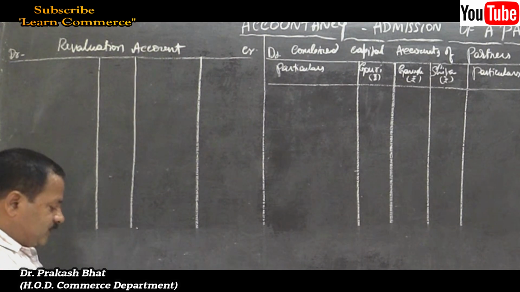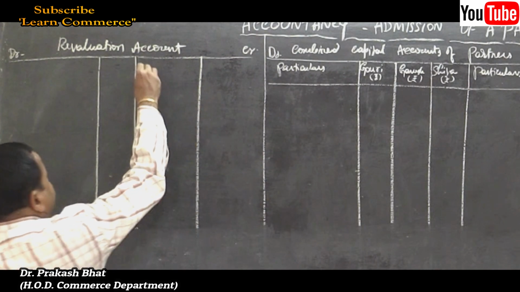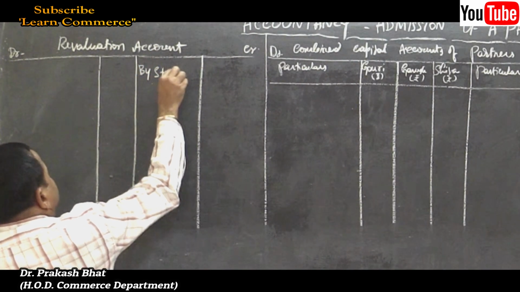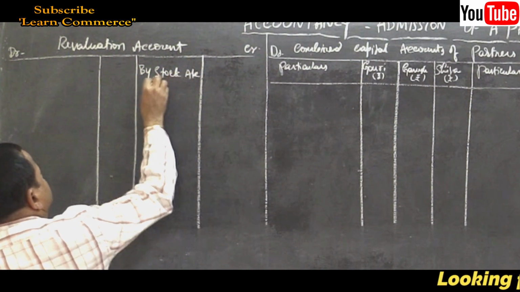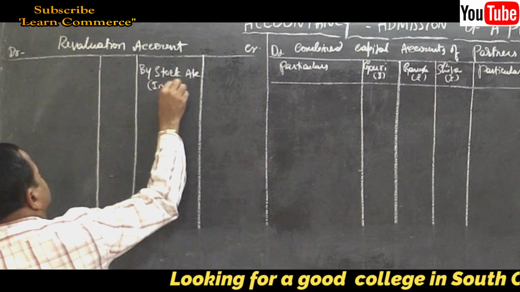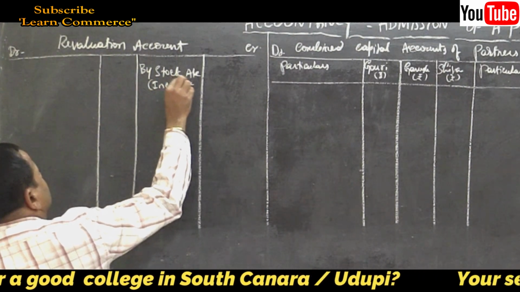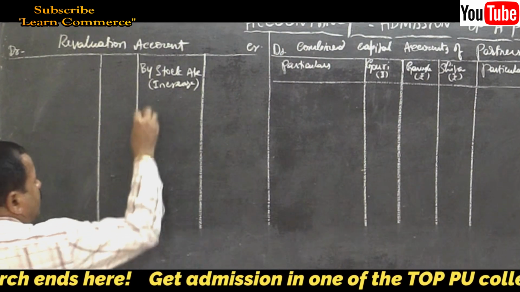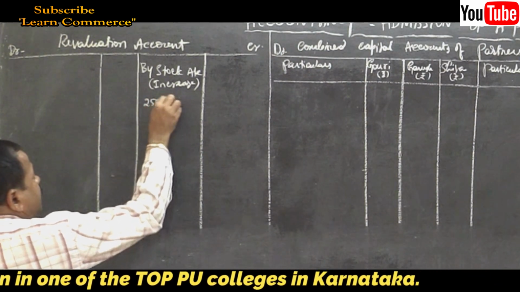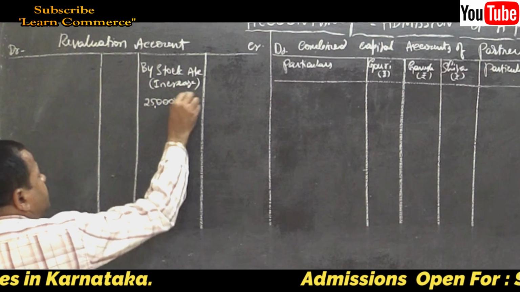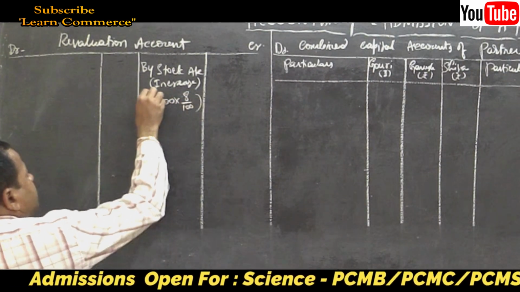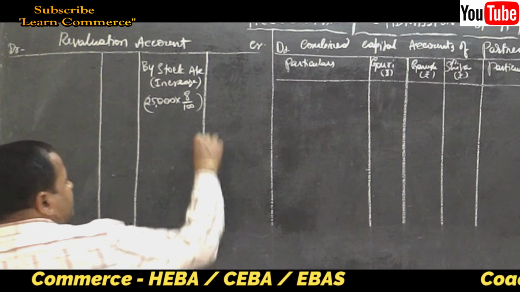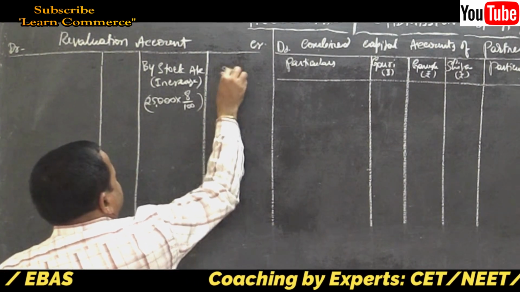So now first one is by stock, there is increase on the credit side. By stock account, increase in the value of stock. How much is the amount? The value of stock was 25,000 into 8%, right? 8%. So how much will it be? 2,000.